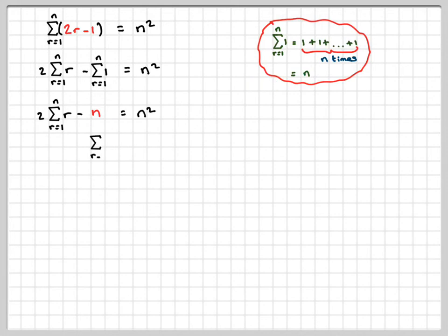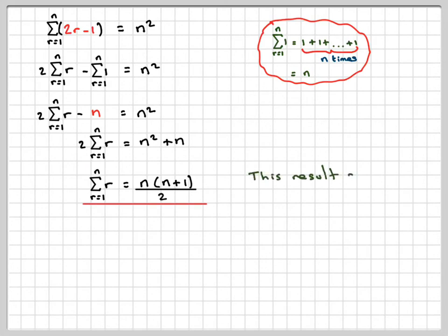Rearranging, we're going to get 2 times the sum from r equals 1 to n of r will be n squared, taking the n over here, plus n. And then finally, factorizing the numerator, this gives us what we were asked to find. There's a common factor of n. So take the n out, we get n plus 1, and then obviously divide by 2. This result should be memorized as well.